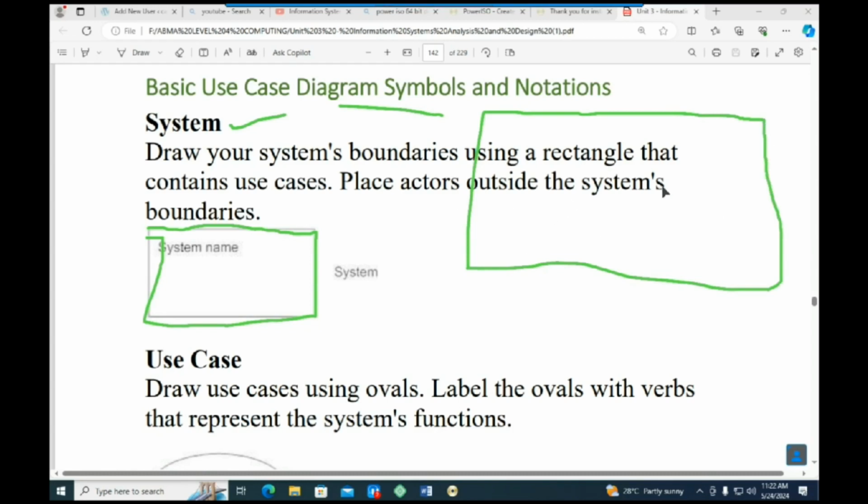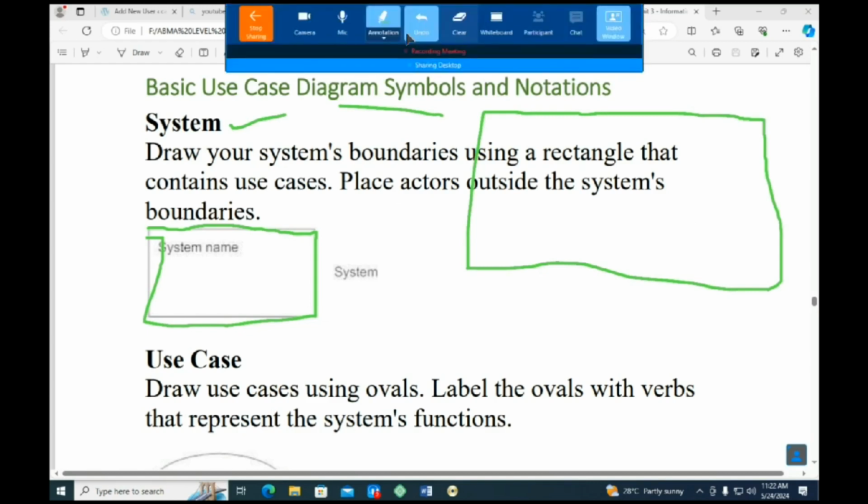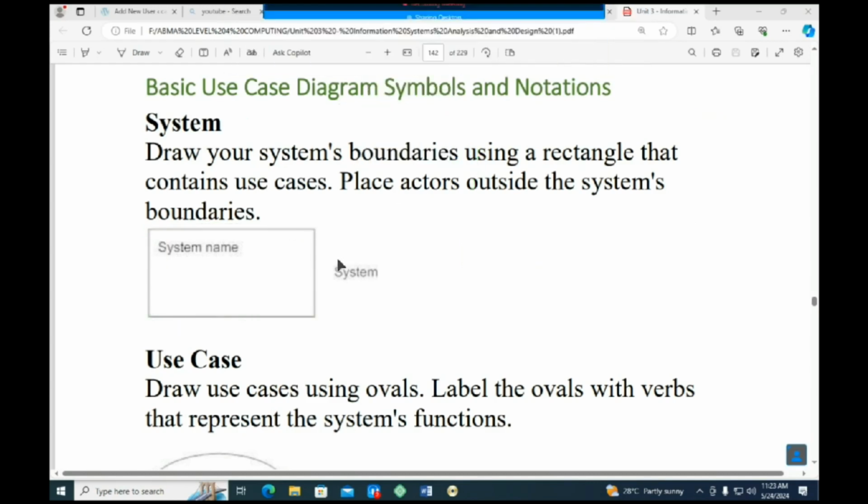Then anything else we're going to talk about is going to be either inside this system or outside this system. We can have actors outside of that system. Okay, let's move on. We have another symbol. So we said the rectangle is showing you the system boundaries. This is where the system ends.